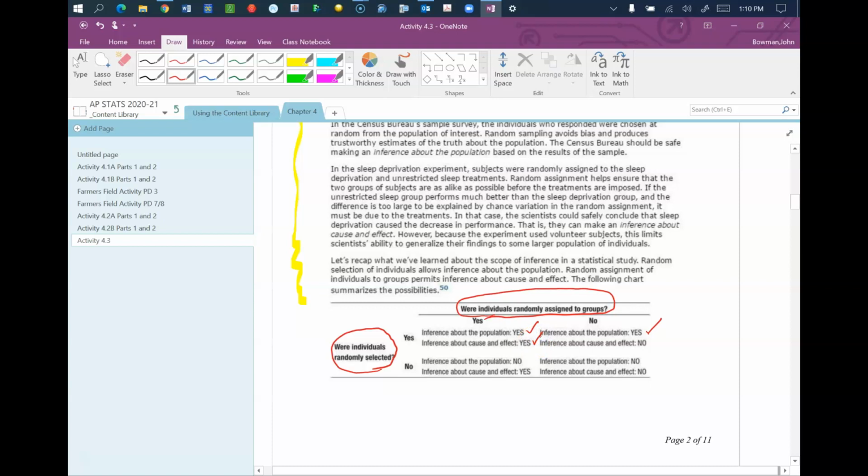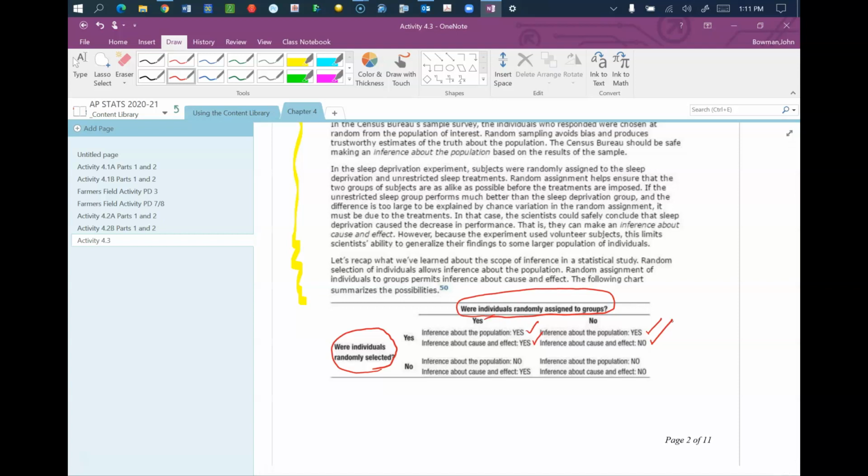So if both of those statements are true, the subjects were randomly selected and randomly assigned to treatment groups in an experiment, then we could make inferences about the population and inferences about cause and effect. If they were randomly selected but were not randomly assigned to treatment groups, then we could make inferences about the population, but we could not establish a cause and effect relationship.